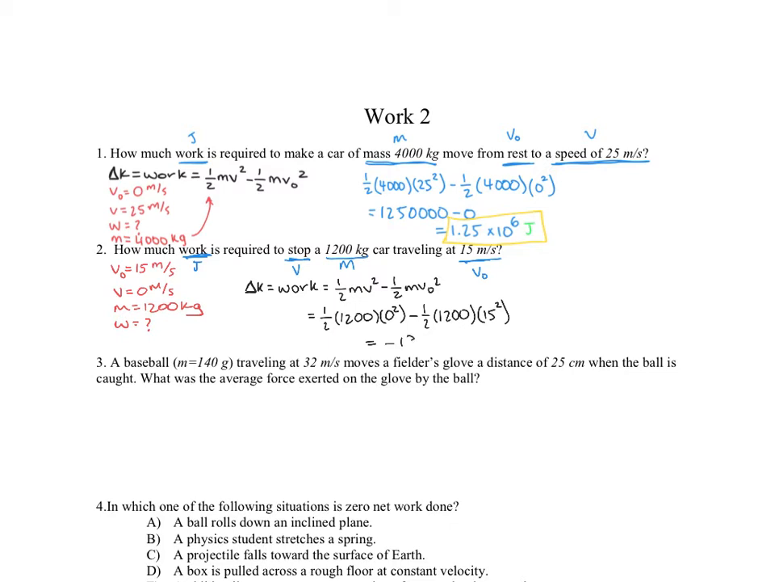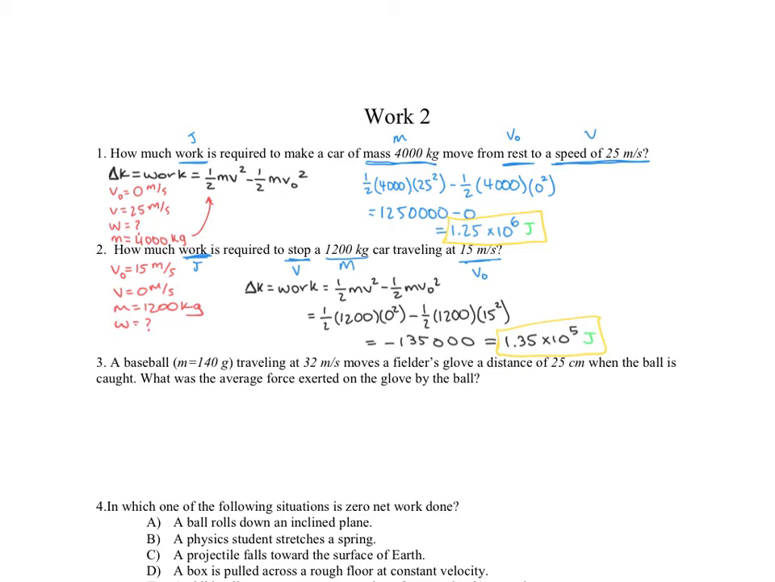And then you get negative 135,000, which is equivalent to negative 1.35 times 10 to the power of 5. And then our units: we'll write this in joules. That's our unit for work, and that'll be our final answer.